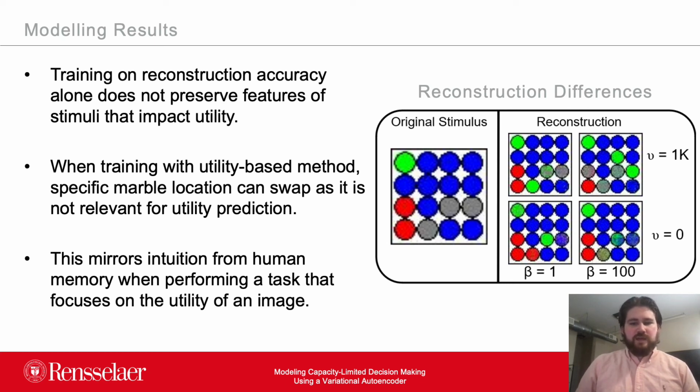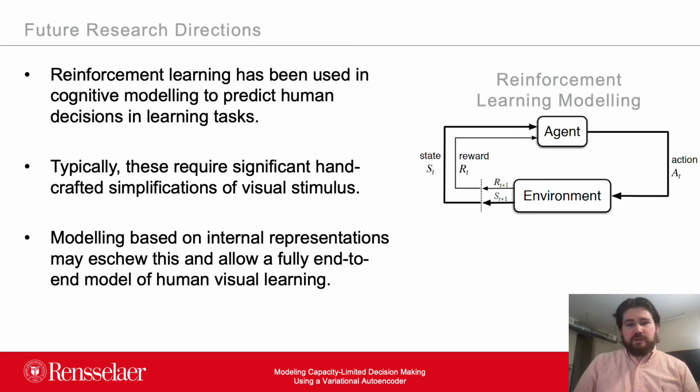This corresponds with expectations from human decision-making on this task because the specific location of marbles is irrelevant to predicting their utility. The future direction of this research is to extend the utility prediction module to learning the values associated with the marbles in the marble jar task. This will be done using a reinforcement learning training method in which the RL module will make a prediction of utility and update these predictions based on observations from the task.